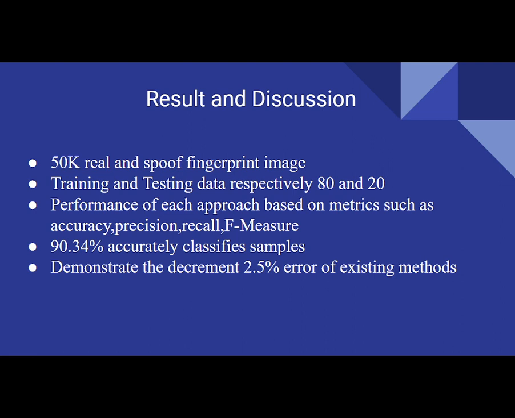Performance of each approach is based on metrics such as accuracy, precision, recall, and F measure. The overall performance of the proposed model can be determined by calculating accuracy for the single classifier and ensemble classifier. The precision is responsible for the model's positive prediction accuracy. The recall specifies the overall coverage of the actual positive samples. The F measure is used to compute for unbalanced classes.